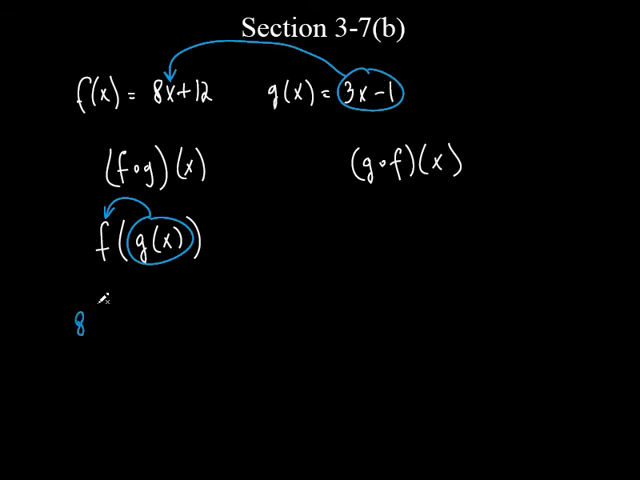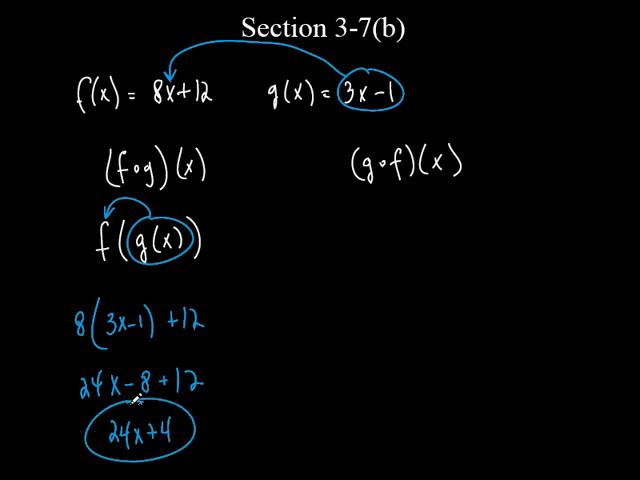So what's that going to look like? It's going to look like 8 times, instead of 8x, it's 8 times this thing right here, which is 3x minus 1. And then plus 12. And then you just work that thing out. So 8 threes are 24, minus 8, plus 12. Almost done. 24x plus 4. So that's what that would be. All right, so that's f composition g of x.